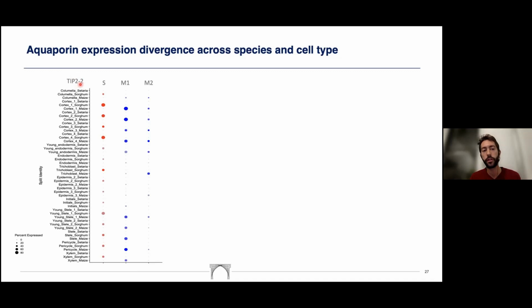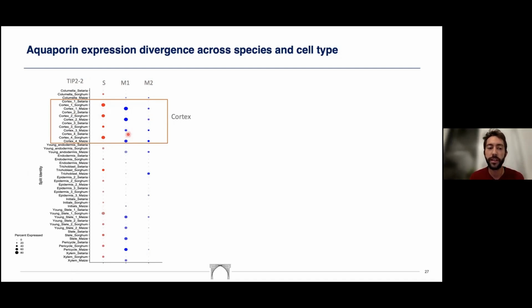So here's a dot plot representing aquaporin type 2-2 expression across the different subgenomes. Here you have the different cell types, and here are the dots. The bigger the dot, the more cells expressing the gene, and the color represents the expression level. When you look at the expression, you see that in cortical cells, in all the different cortex cells, sorghum is co-expressed with the MEIS1 and the MEIS2 orthologs. MEIS1 is always a bit more expressed than MEIS2, but they still co-express.